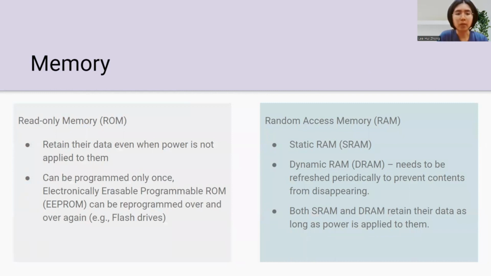There are two types of memory, which are read-only memory ROM and random access memory RAM. Read-only memory retains its data even when power is not applied to it. Some types of read-only memory can be programmed only once. Electronically erasable programmable ROM, EEPROM, can be reprogrammed over and over again, such as flash drives, while random access memory consists of static RAM and dynamic RAM.